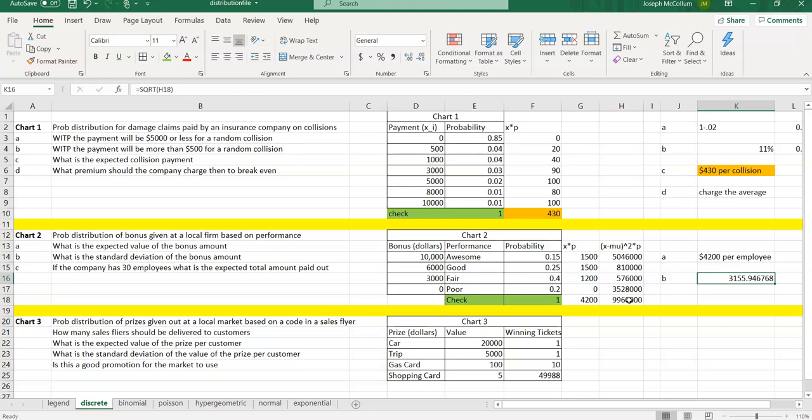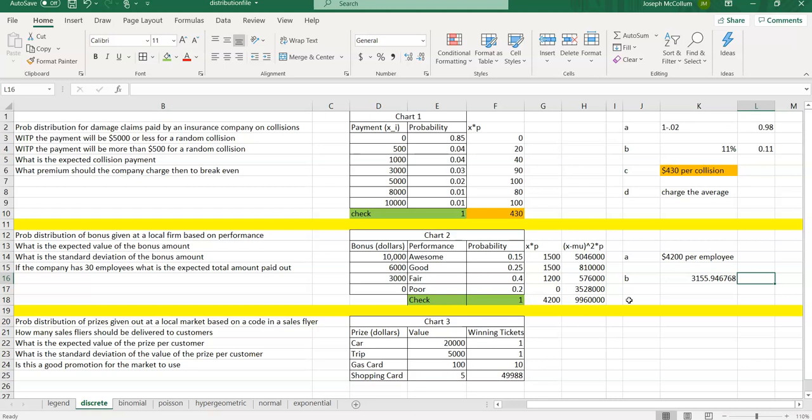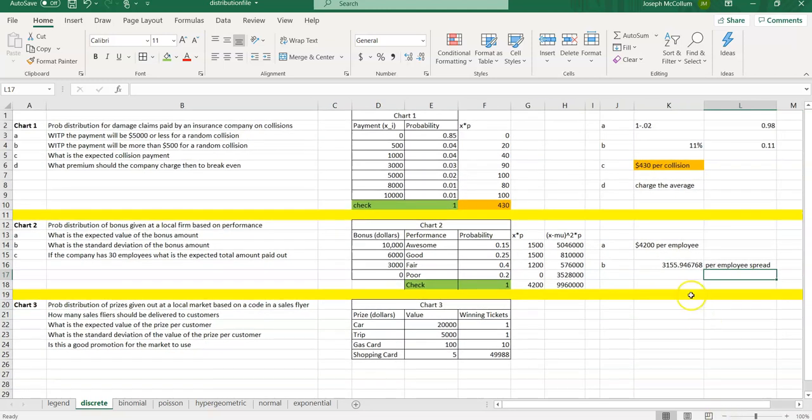All right. So what we do to find the standard deviation, we square root the variance. And so this would be the per person spread. That needs to be very importantly clear. This is the per employee spread when it comes to bonus. So I expect a differential between employees of $3,155, 95 cents if you care. So again, if I grab two random employees, their average difference would be about $3,155 at this marketing firm.